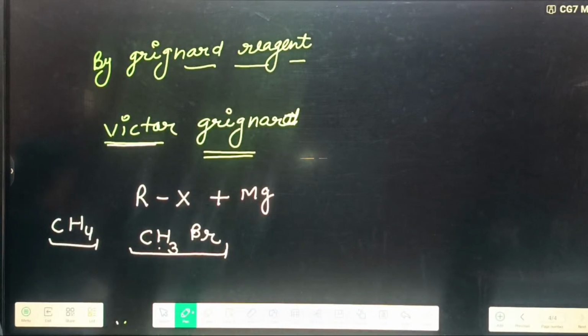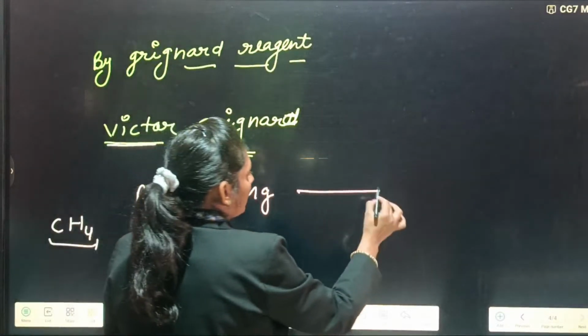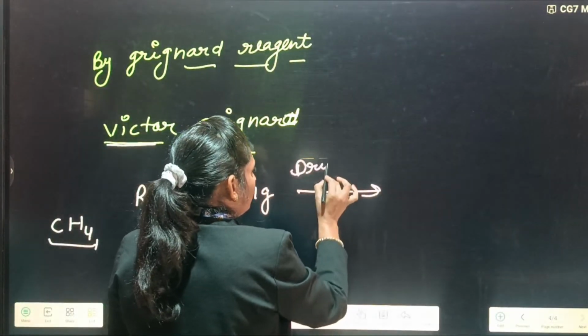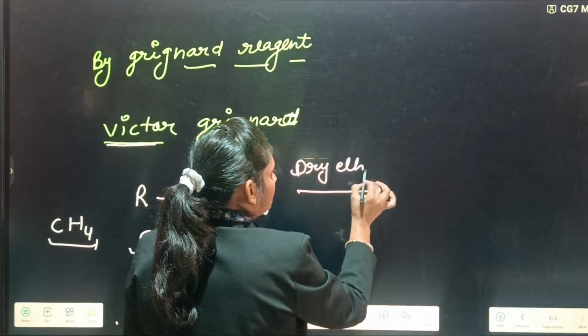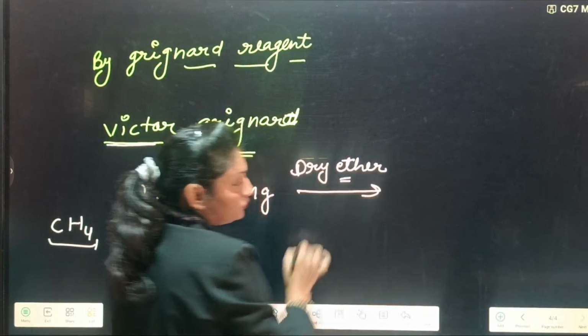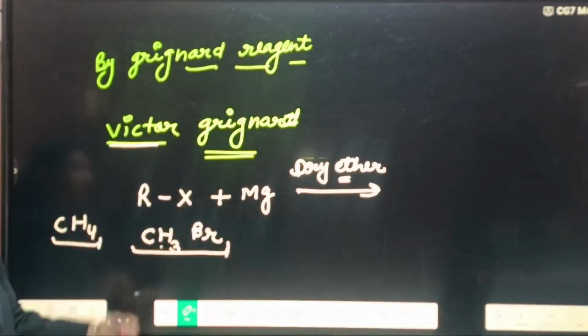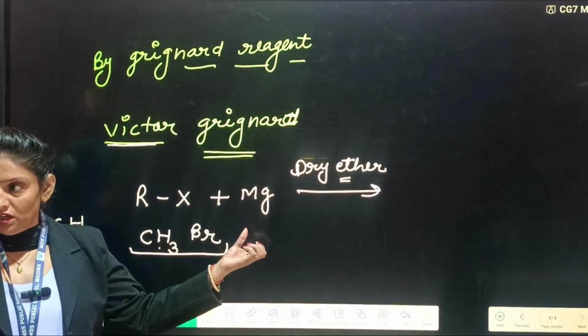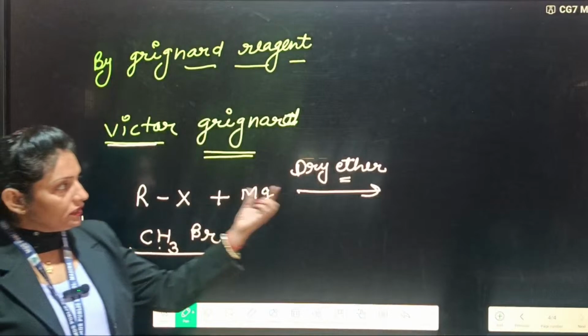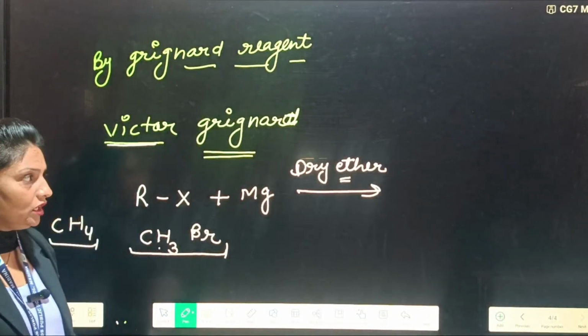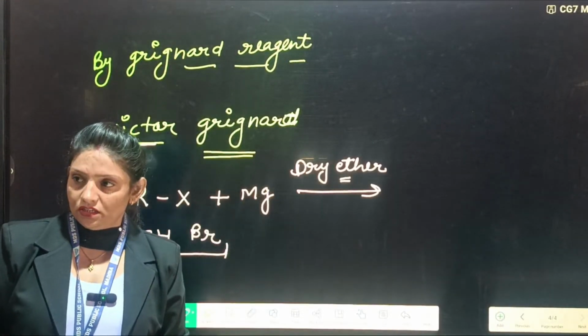So when any alkyl halide reacts with magnesium metal in the presence of dry ether, we will do this reaction in a dry medium, not in a wet medium, because it is highly reactive. So we will do this reaction in a dry medium only, in the presence of dry ether.